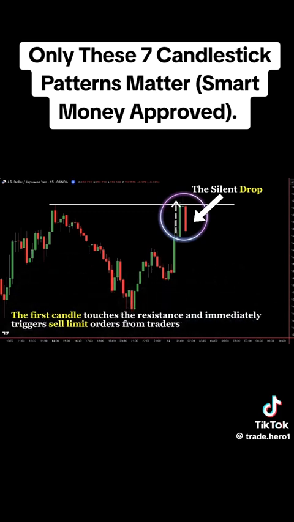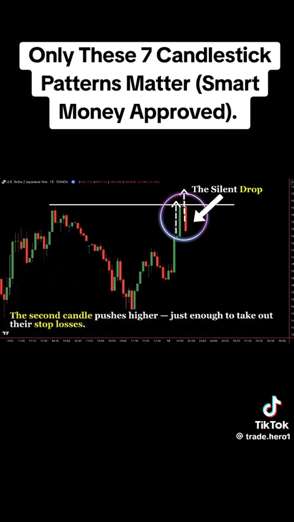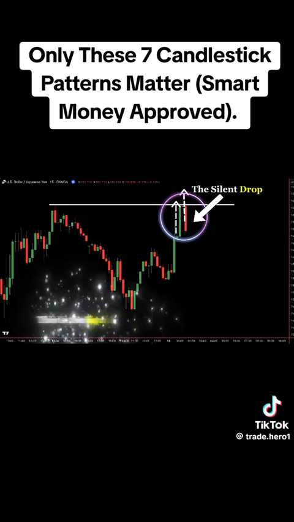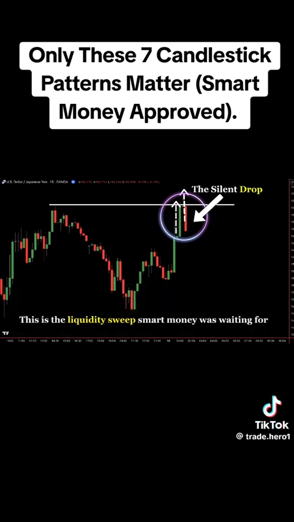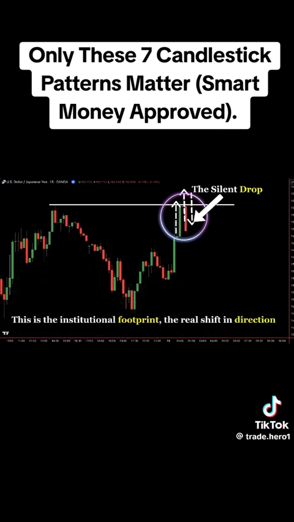The first candle touches the resistance and immediately triggers sell limit orders from traders, expecting the market to reverse again at that level. The second candle pushes higher, just enough to take out their stop losses. This is the liquidity sweep smart money was waiting for. Then comes the third candle, a strong bearish move that confirms the reversal. This is the institutional footprint, the real shift in direction.